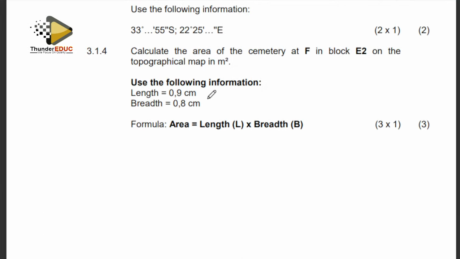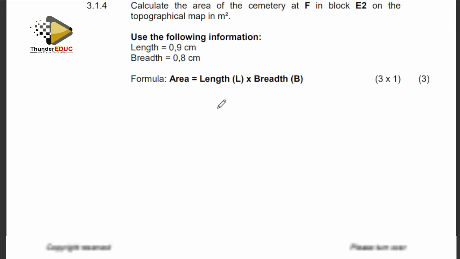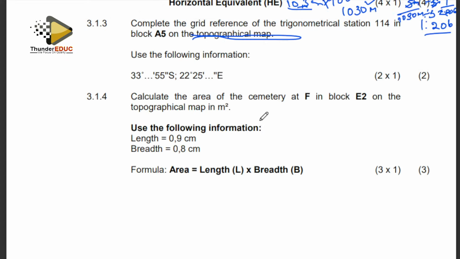We got the next thing. You see here they asked for area. Area did not come in paper 1, so you're likely to face that question that is asking the area. It can be in meters or it can be what? In kilometers. So calculate the area of a cemetery F in block E2.